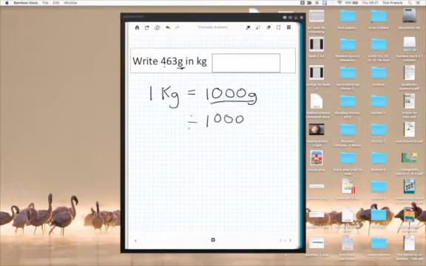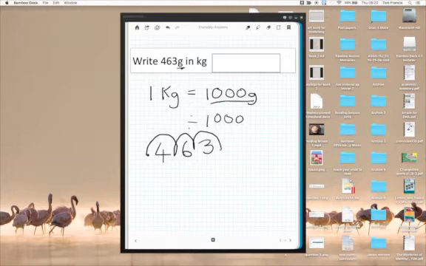Right, so here we've got 463. So if I write my 463 here a bit bigger, there's no decimal point, which means it must be here at the end. If I divide by 1,000, I'm going to go backwards 1, 2, 3 places. So my decimal point starts here and it goes 1, 2, 3. So my answer is 0.463 kilograms.